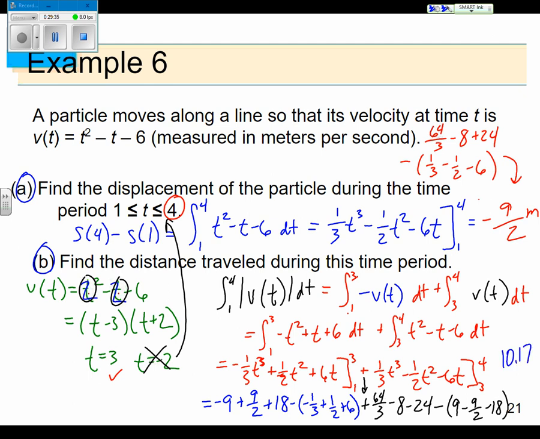So 10.17 meters is how far it traveled, is the distance that it traveled, counting all the positive and negative directions that it traveled as being positive. So big difference between those two answers there.